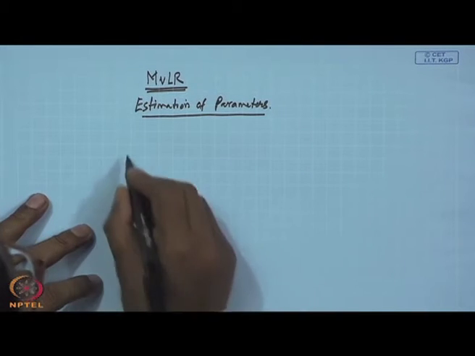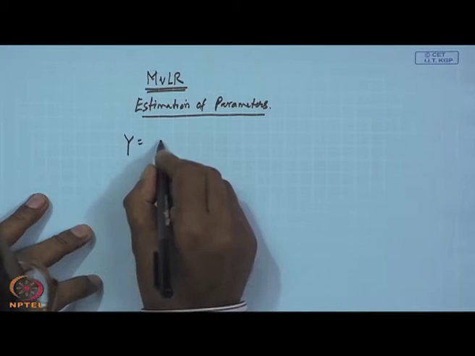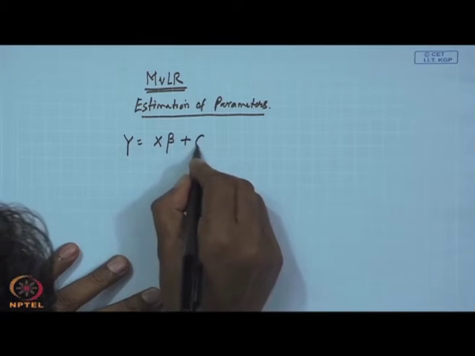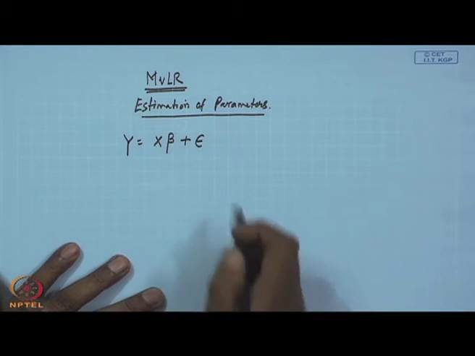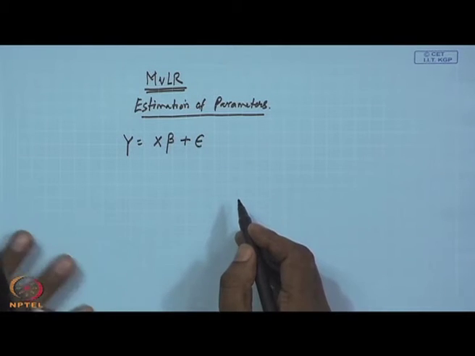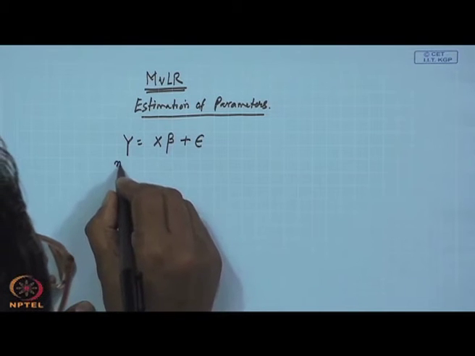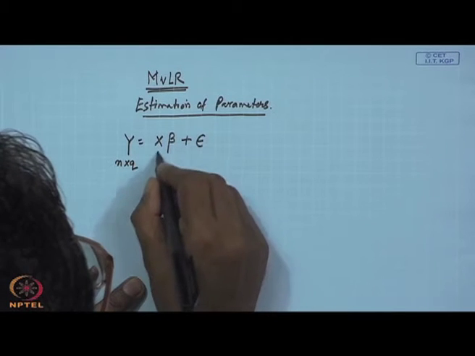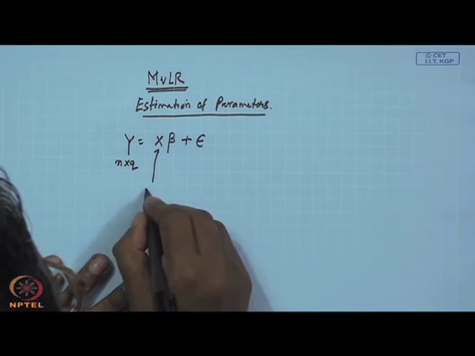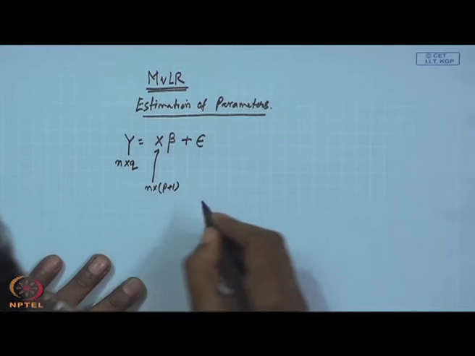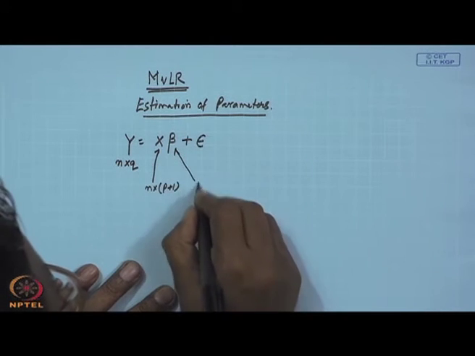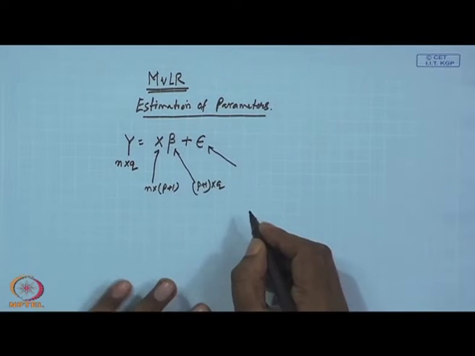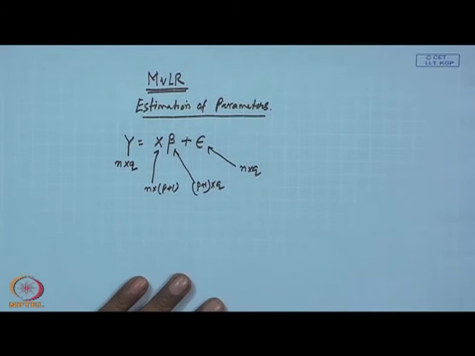So last class what we have seen is that y is a function of x in terms of the regression coefficient beta as well as an error term. So here the matrix looks like this. Y is an n cross q matrix, our x is an n cross p plus 1 matrix, and beta definitely should be a p plus 1 cross q matrix, and our error term is also an n cross q matrix.